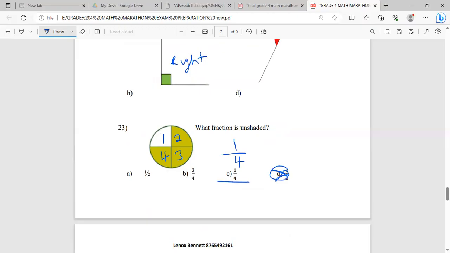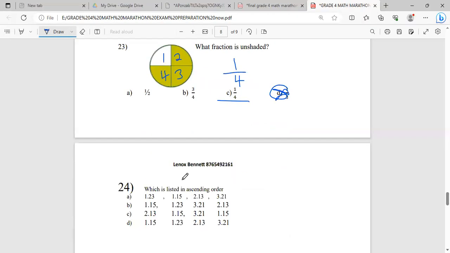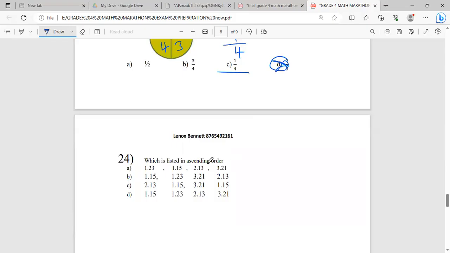And the last question, which is listed in ascending order? So we have 1.23, 1... no, because we go down here, so no. 1.1, that's good. This is good, no. But look, we're going back down, so that eliminates that. 2, and we'll start now. That means it has to be D. Let's check: 1.15, 1.23, 2.13, 3.21. And that will be the correct answer.